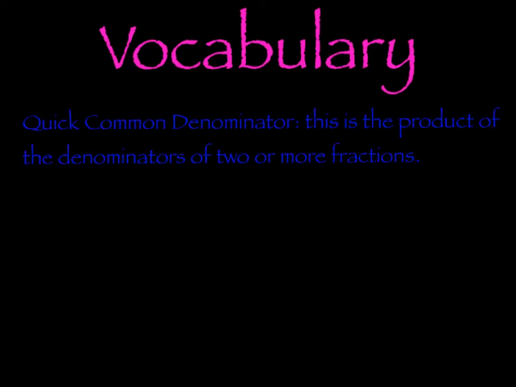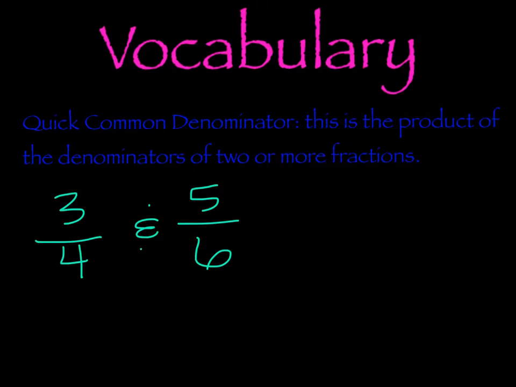First, let's talk about a key vocabulary term that you will need to know and understand for today's lesson. Quick common denominator. This is the product of the denominators of two or more fractions. For example, the quick common denominator of 3/4 and 5/6 is 4 times 6 equals 24.